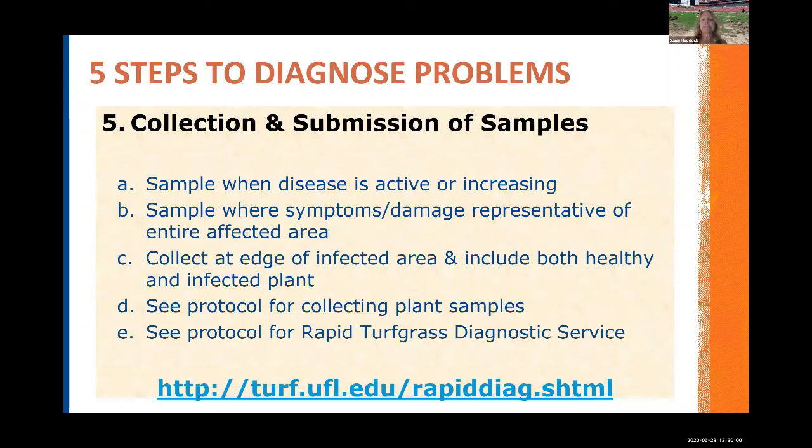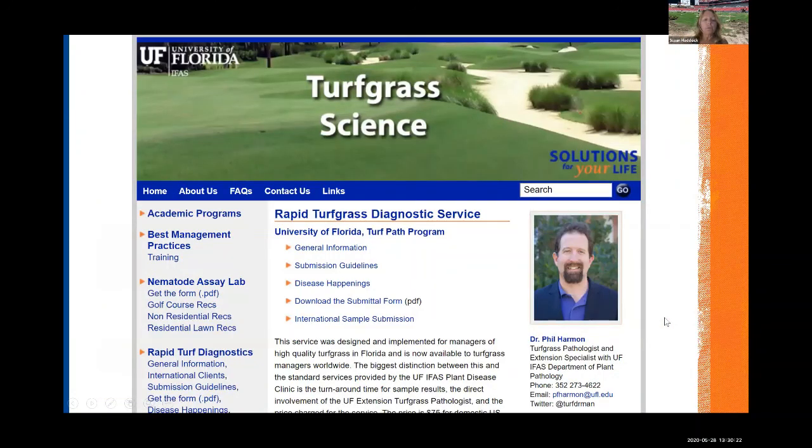When that disease is active or increasing, sample where it's representative of the entire area, collect at the edge of the infected area, and include both healthy and infected plant. We do have our turfgrass rapid diagnostic, which I've put that website at the bottom here. If you just do a Google search for UF rapid turfgrass, you'll get to the diagnostic clinic. And it has all the information on there, the submission guidelines, what's going on with diseases, the submittal form, which you do have to put with every sample that's sent in.